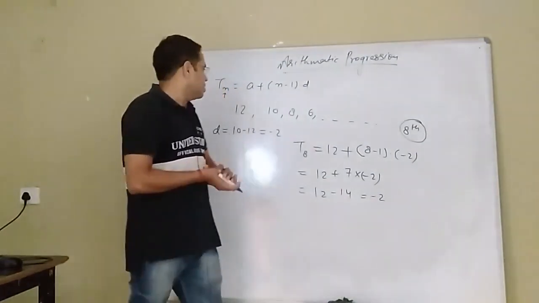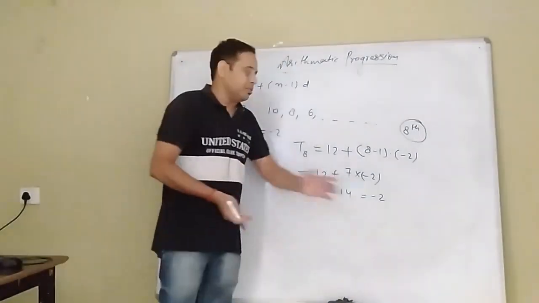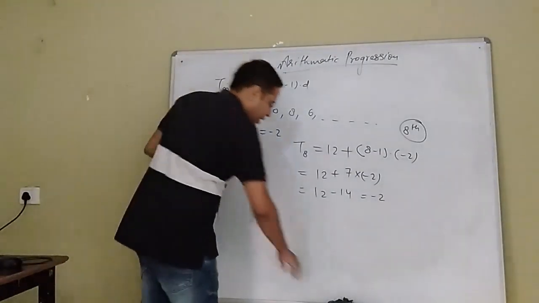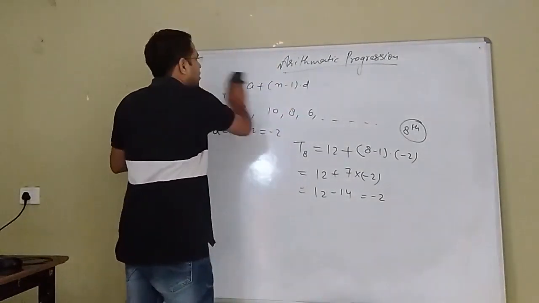I hope you have understood, isn't it? What will be its 8th term? The 8th term you'll get is -2. Now let's see a few more examples from the textbook.